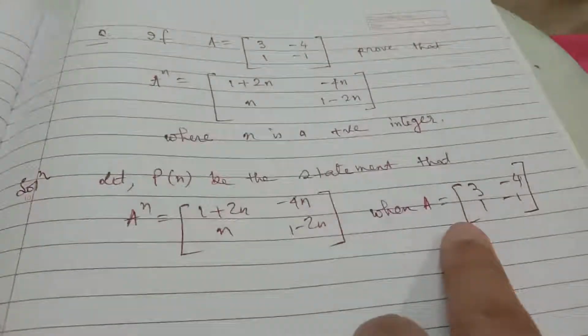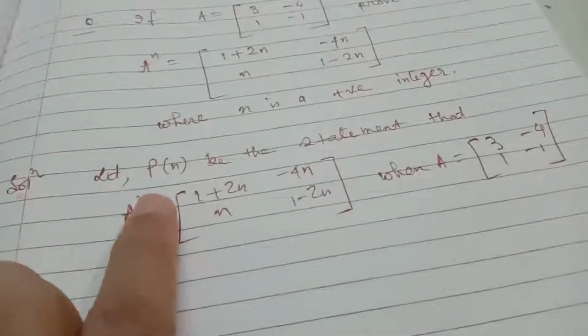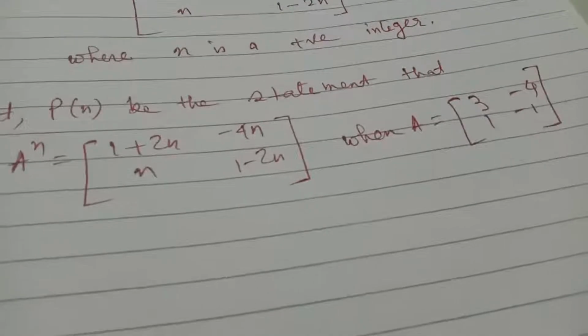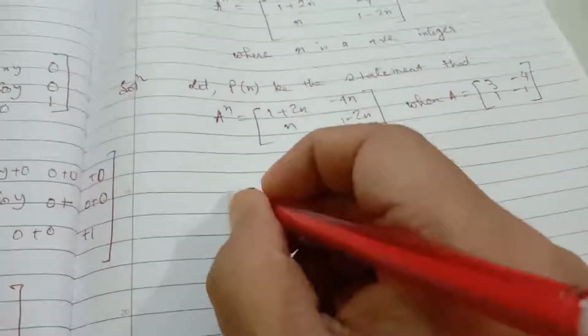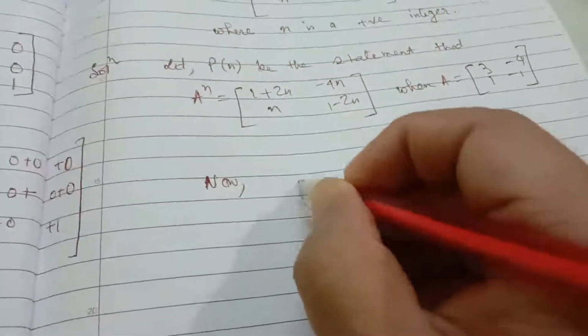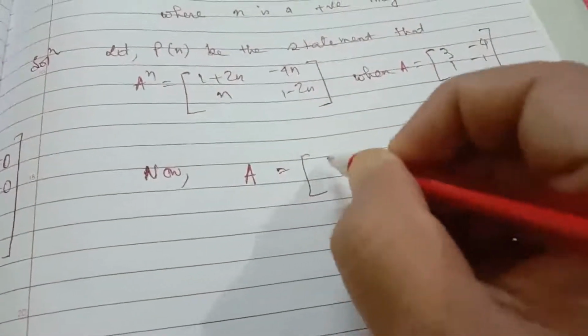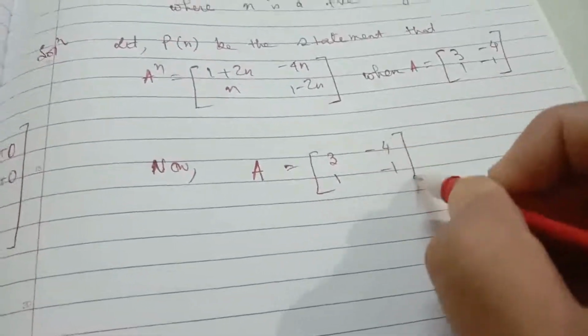Given A equal to this, we have to prove A to the power n equal to this. When n is involved in the question, we have to use PMI. Next, A to the power 1, or A, equal to, you can see, 3, minus 4, 1, minus 1.